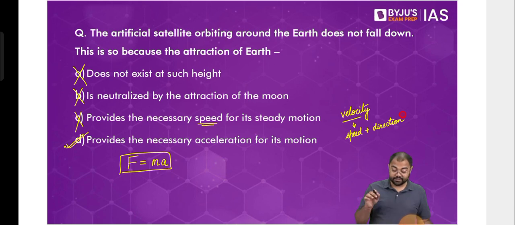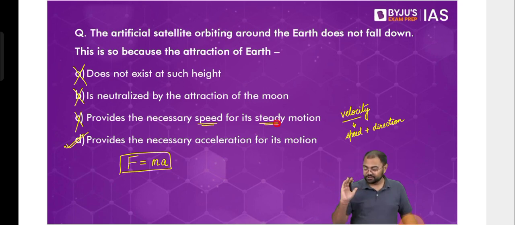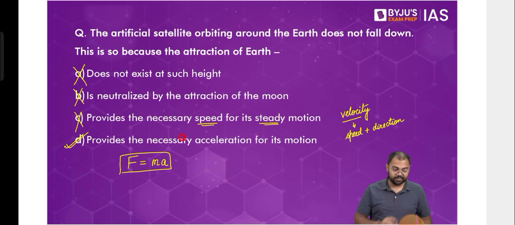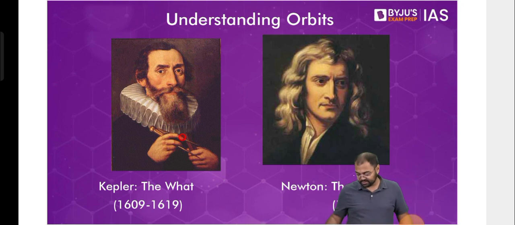If, let's say, option number C, instead of speed, had said velocity for its motion, then it would be a difficult answer. But it is not a steady motion. It will keep on changing every second because it is a circular motion. So velocity keeps on changing every second. That's why what we actually give is the necessary acceleration for the motion and not the necessary speed. So that's why it's a difficult question. I agree that it's not an easy question, but they have actually asked this question.